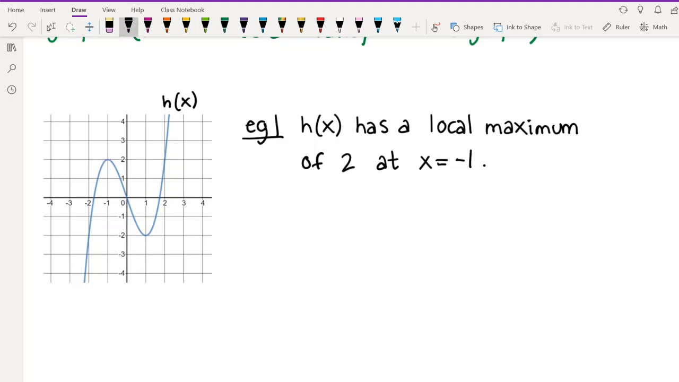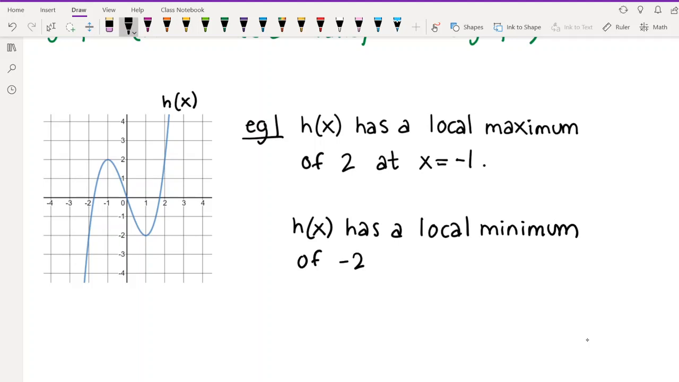So similarly, this graph has a local minimum, which is that h of x has a local minimum of -2, and that value of -2 occurs at x is equal to +1. So here we have our peak, and here we have our valley, and that gives us our local max and our local min. Maybe I'll add some color so that if you're looking at the notes, you can really tell what's referring to what.